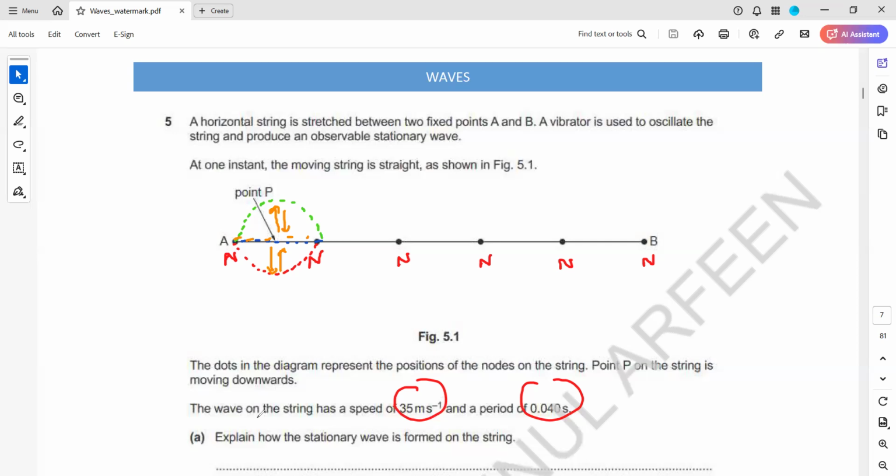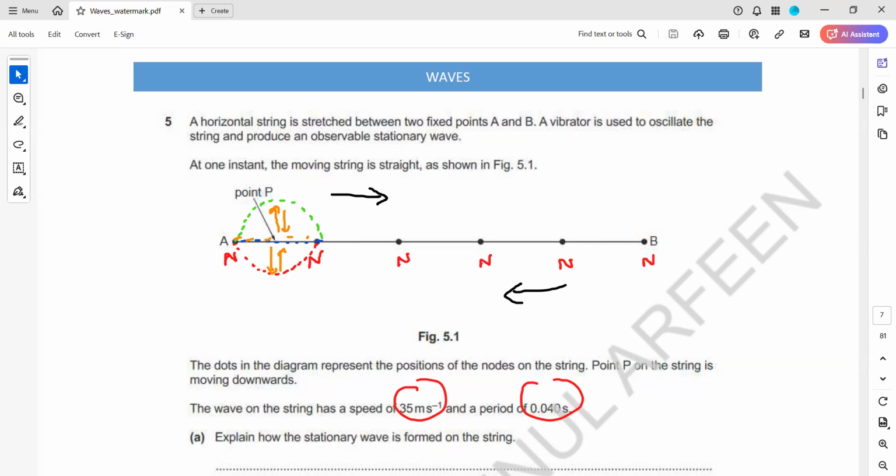Explain how a stationary wave is formed in the string. This is a very common question, a structured answer you have to learn. The formation of a standing or a stationary wave: when two progressive waves which are traveling in opposite directions are there, it will always result in the formation of a standing wave. So as I mentioned, you have to learn the structured answer for this. So your answer should be structured.